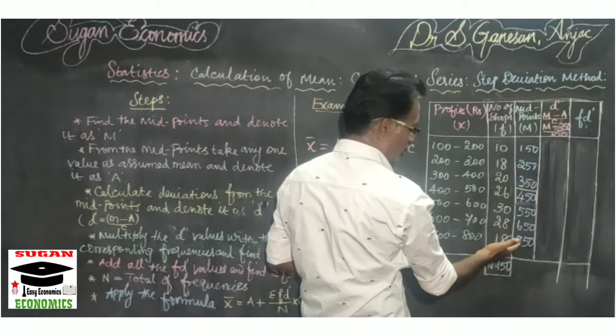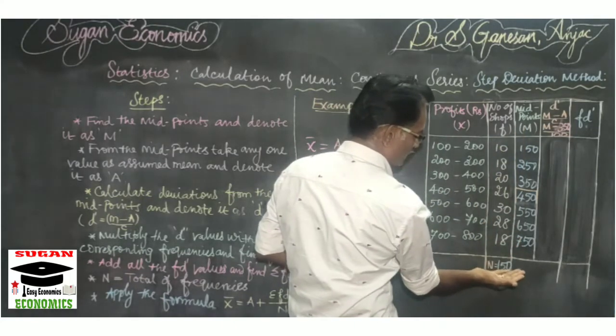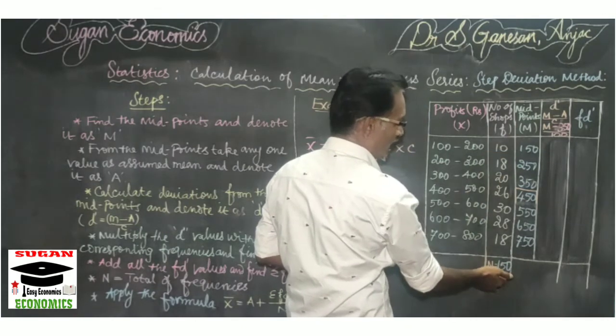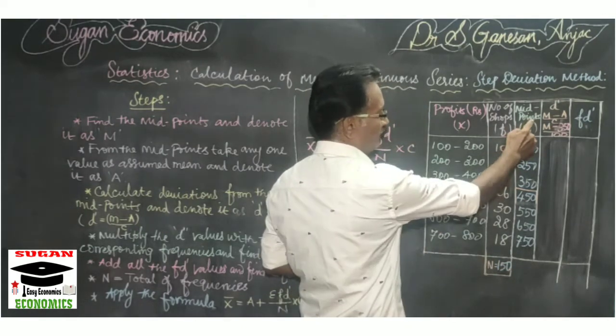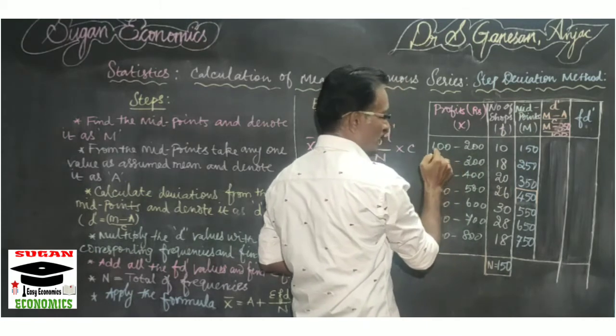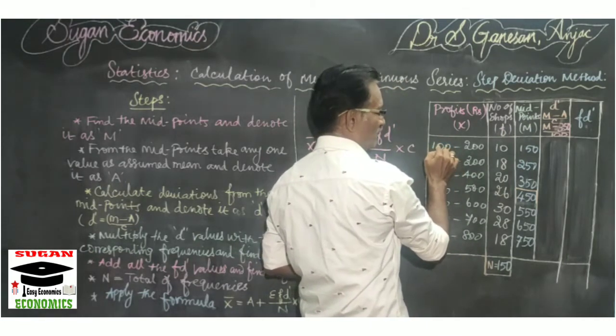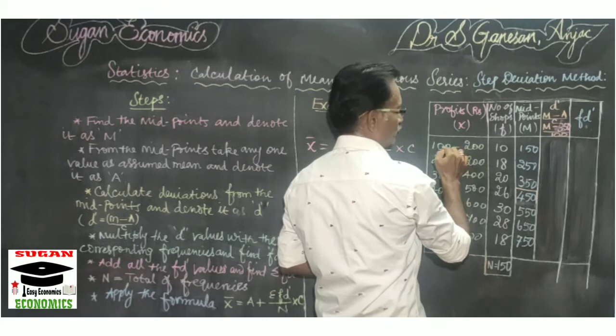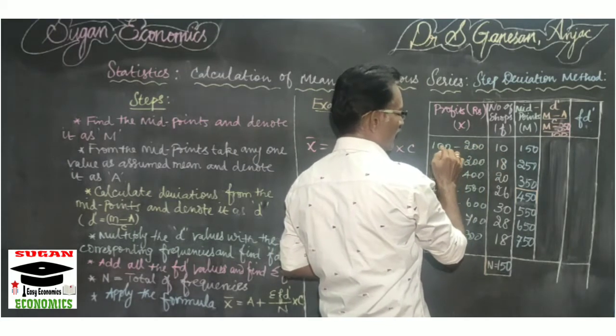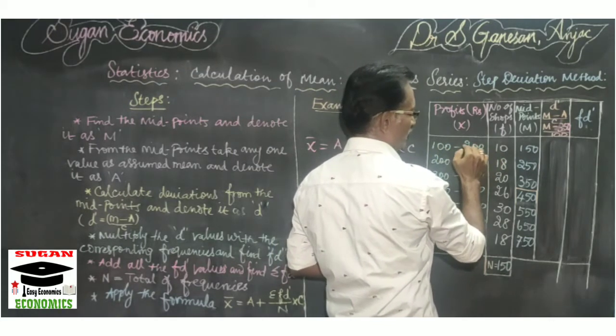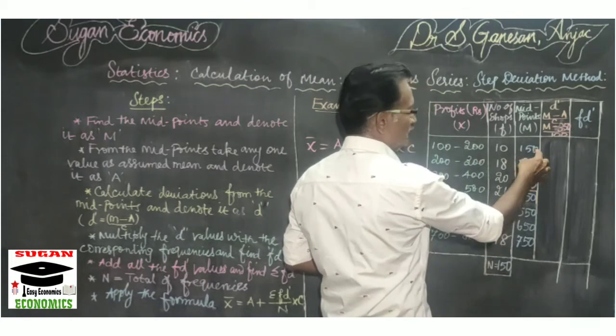First you can take the total of frequencies. The total of frequencies is equal to 150. So this is our n value. Now we have to find the midpoints. How can we calculate the midpoint? The lower limit added with the upper limit, and the total divided by 2. So here 100 plus 200 divided by 2 is equal to 150.